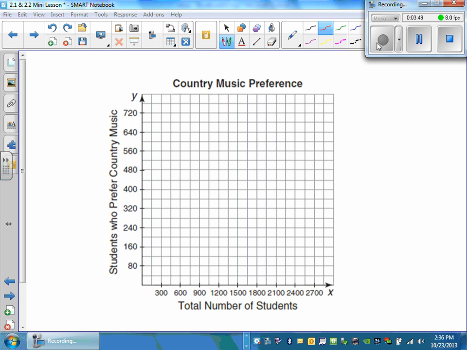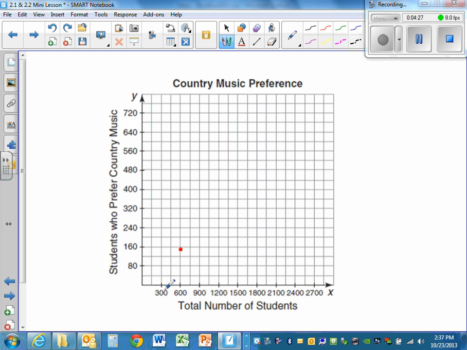Number 1 says complete the graph to show the relationship between the total number of students and those students who prefer country music using the information you completed in problem 1. The problem one they're talking about is number 4 on page 69. As you look at the table from number 4, you want to find the total number of students, go across the bottom, and then do how many prefer country music up. So if there are 600 total students, you need to go up to 150, which is just below 160, and make your dot.